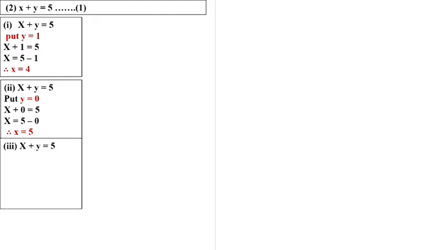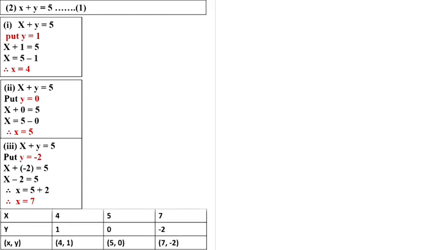X plus y equal to 5. Now we will take y equal to minus 2. So minus 2 will go to the right side, become plus 2. So 5 plus 2 is 7. Therefore x equal to 7. We'll fill all these x and y values in the boxes to draw the graph.